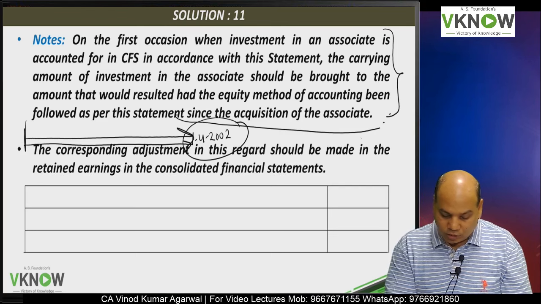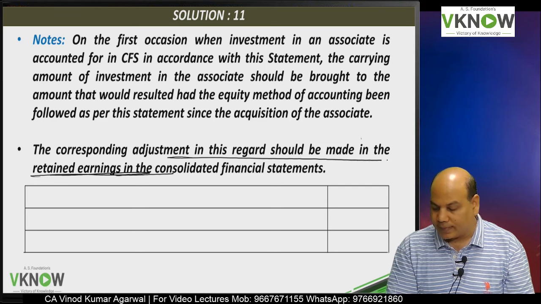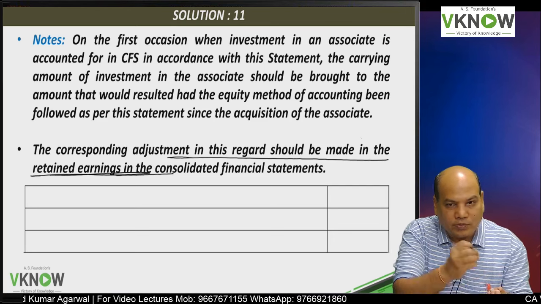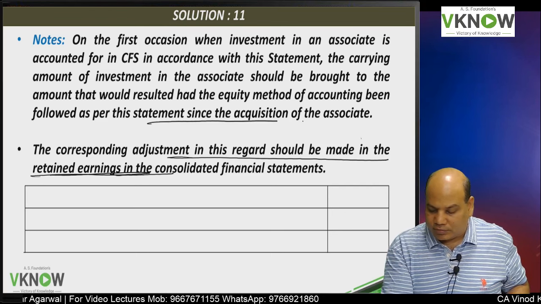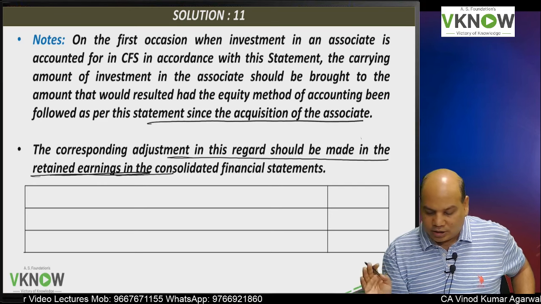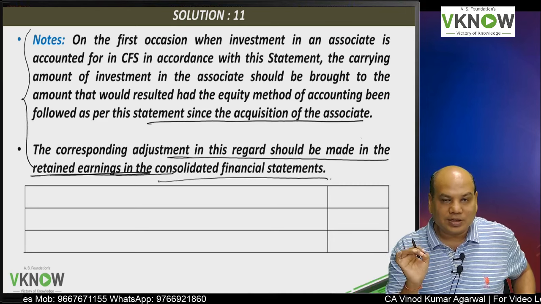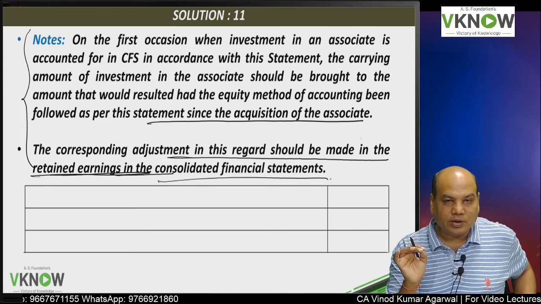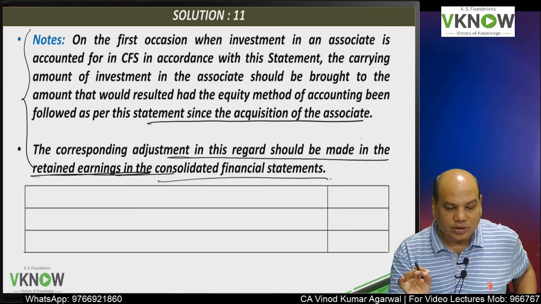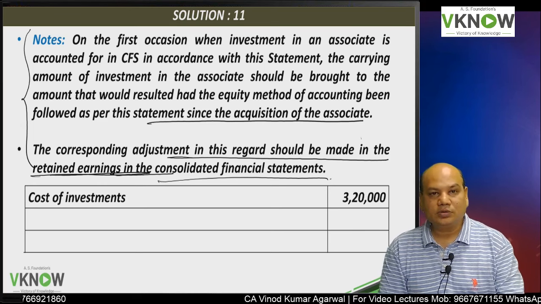Okay. And after finding the carrying amount, the corresponding adjustment would be made, because one effect will be in investment in associate debit, but where is the credit effect? For the first time application of AS-23, the adjustment will be made in retained earning in consolidated financial statement. Please note, whatever we are discussing in this chapter is applicable in consolidated financial statement. In separate financial statement, AS-13 will be followed. So, my first task is to revise the cost of investment.